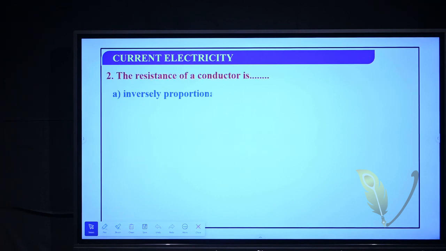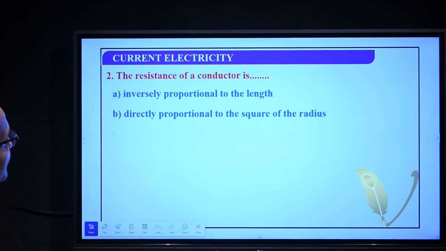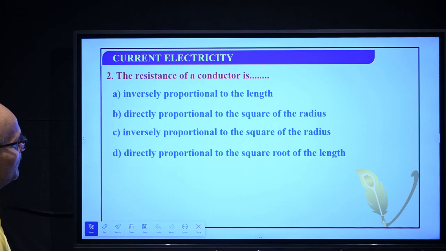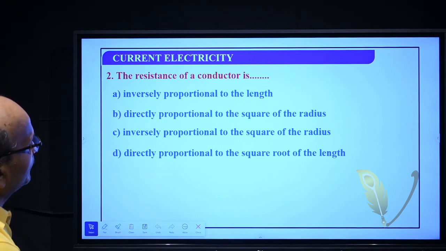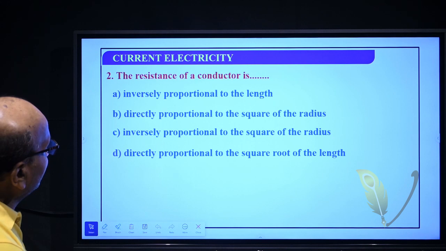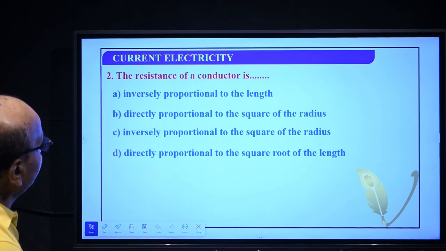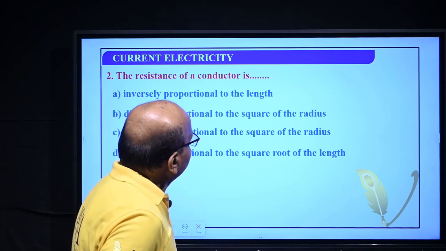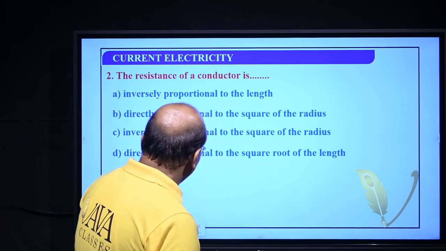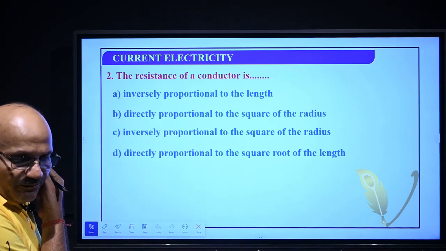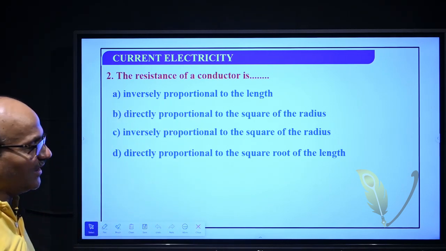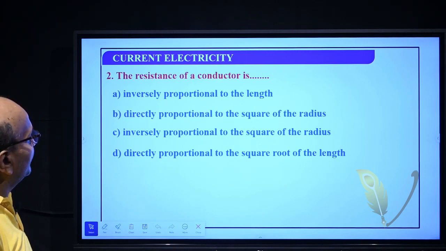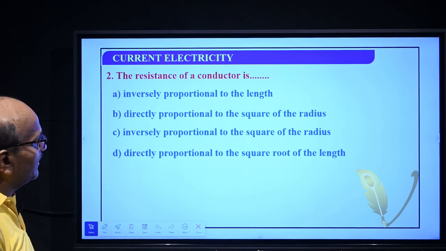The resistance of a conductor is inversely proportional to the length, directly proportional to the square of the radius, inversely proportional to the square of the radius, and directly proportional to the square root of the length. So, the correct option is C, that is, inversely proportional to the square of the radius, because we know the resistance of a conductor is inversely proportional to the area of cross section. The area of cross section is equal to pi r squared, where r is the radius of the conductor. Therefore, the resistance of a conductor is inversely proportional to the square of the radius of the conductor.